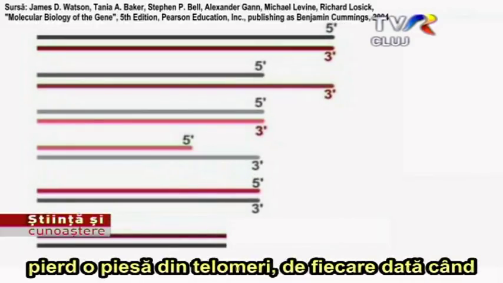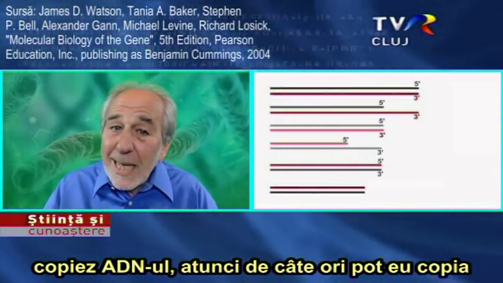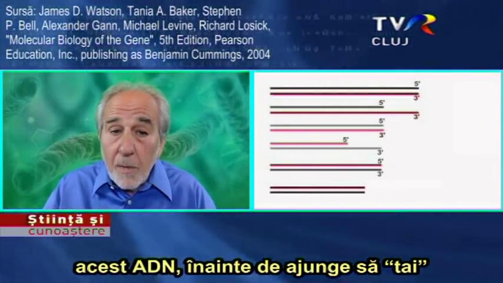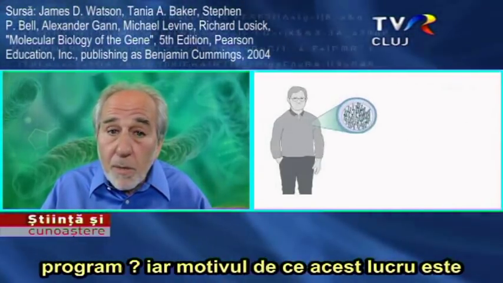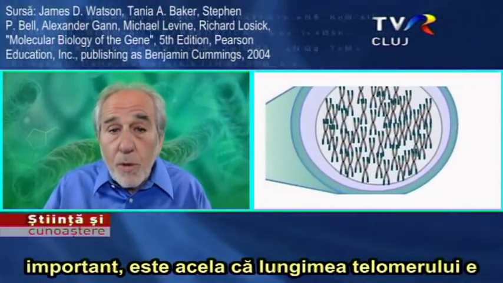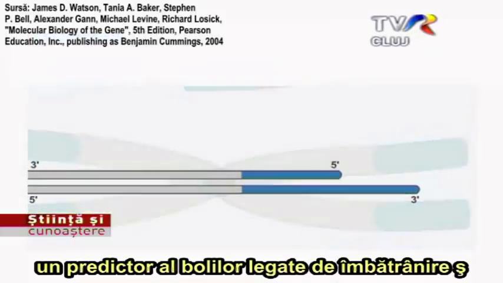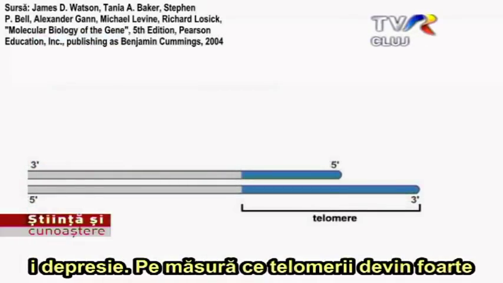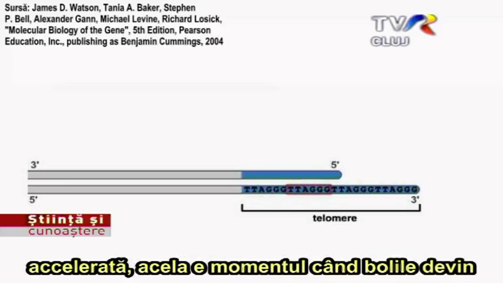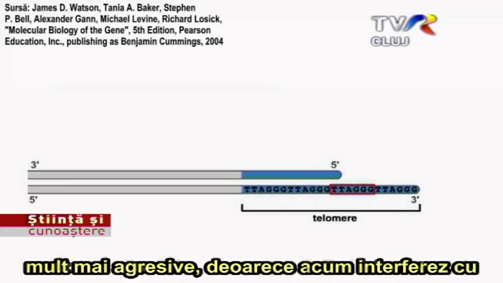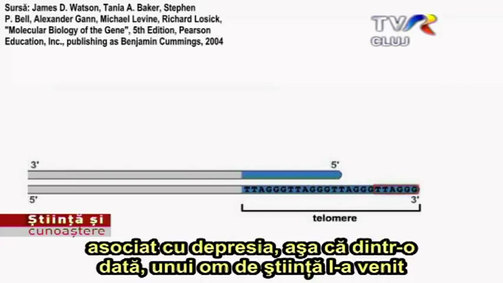If I'm losing a piece of telomere every time I copy the DNA, how many times can I copy that DNA before I'm actually cutting into the gene program and losing part of the program? The reason this is important is that telomere length is a predictor of aging, disease, and depression. As the telomeres get really, really short, that's when we start aging more. That's when diseases become more rampant because now we're interfering with the gene blueprint. And it's also associated with depression.